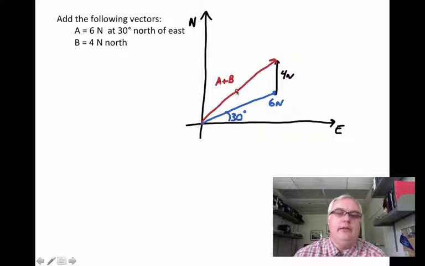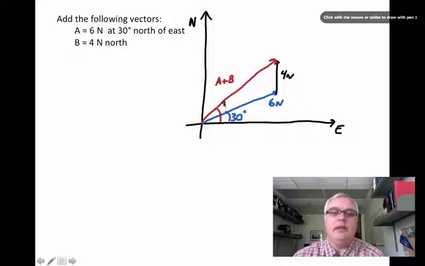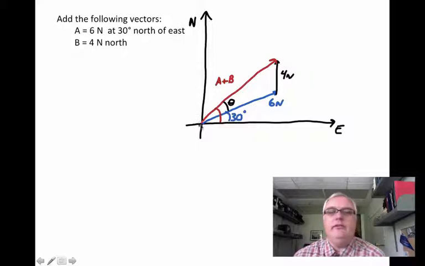So I need to find the magnitude of that vector and also the direction. Now the direction will be this angle that the vector makes with east. So it's going to be so many degrees north of east. And that is going to be 30 degrees plus this angle in here, which I'm going to label as theta. Now, to find the magnitude of this vector, I can't use the Pythagorean theorem because this is not a right angle triangle. So I have to use something called cosine law.